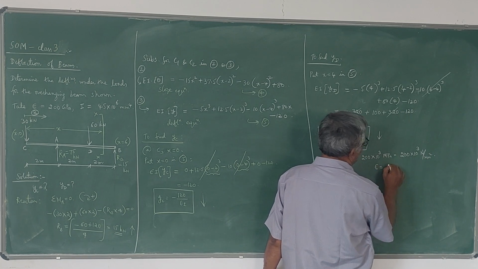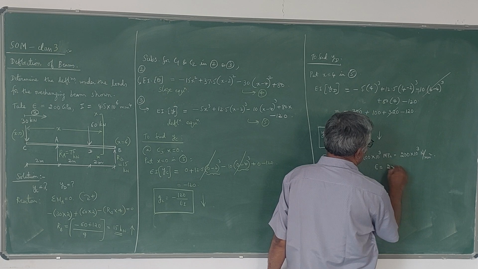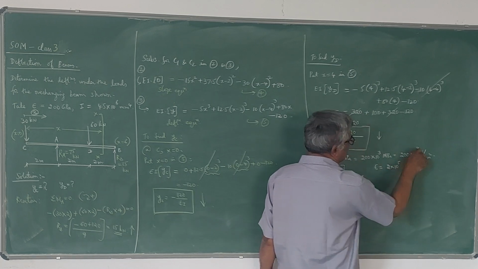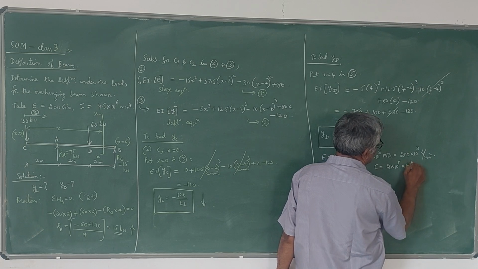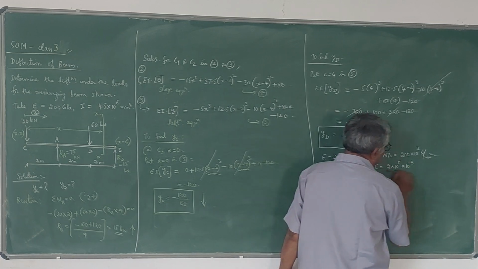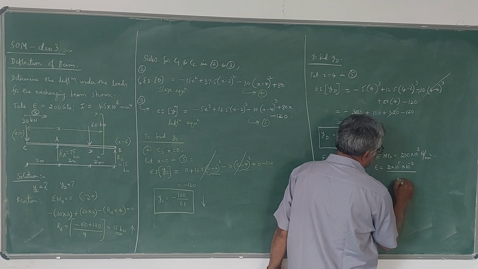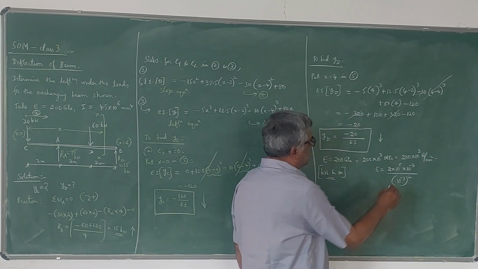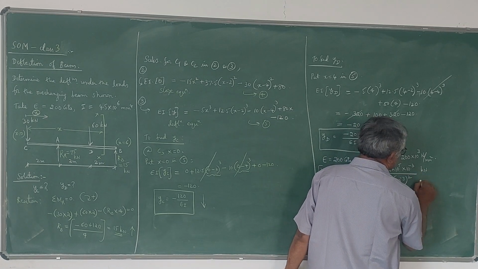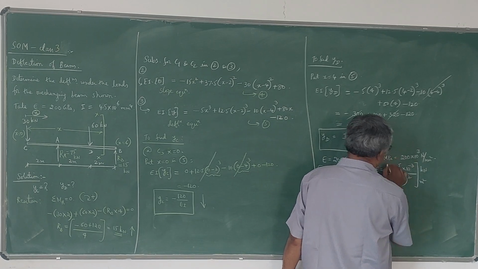So E is equal to 200, this is 2 into 10 power 5 Newtons. Newtons to kilonewton is into 10 power minus 3, or divided by 1000, divided by millimeter to meter, which is 10 power minus 3, square of that. So you should be very careful here. Then it becomes kilonewton here, meter square here. So this is the conversion.